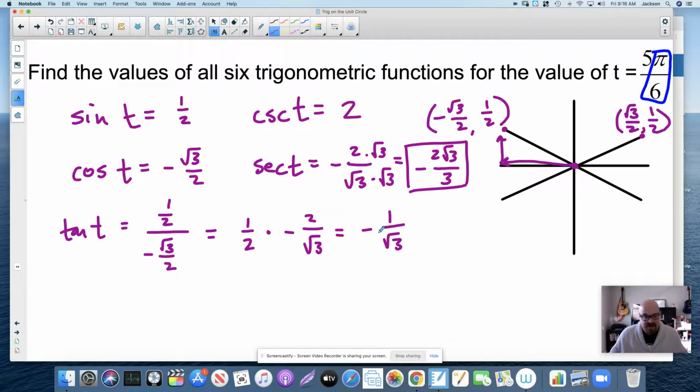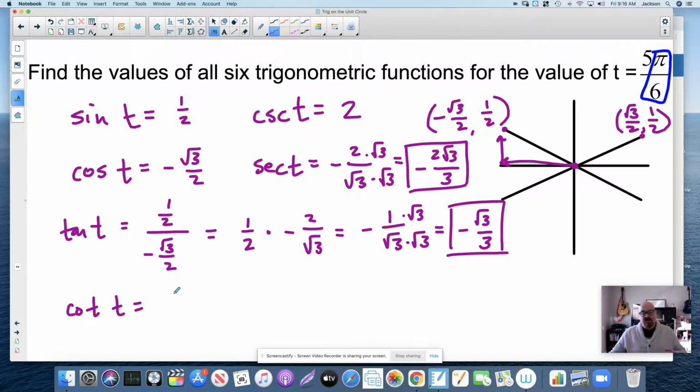But we're not allowed to have the radical down here. So I'm going to multiply by radical 3 on the top and bottom, and I'm going to end up with -radical 3 over 3. So here's my tangent value. Cotangent of t is the reciprocal of tangent. It's x over y. Now I can go through this entire process all over again.